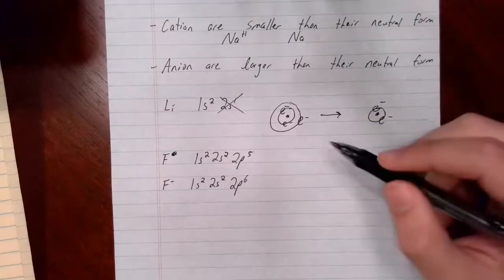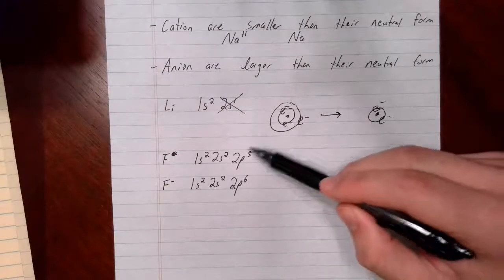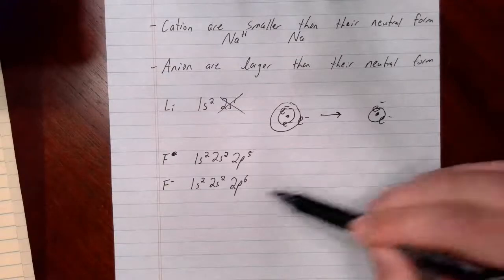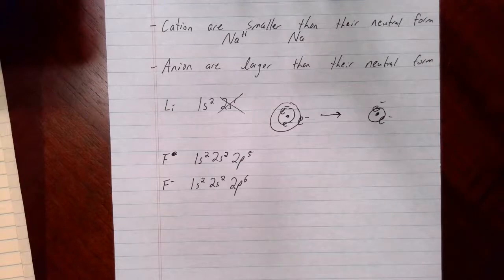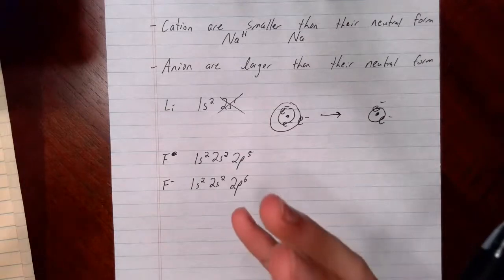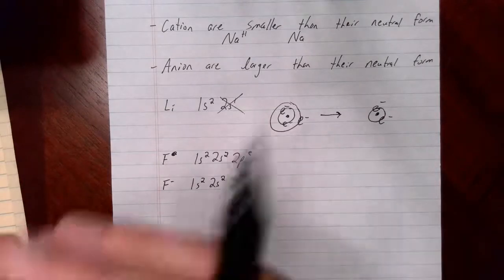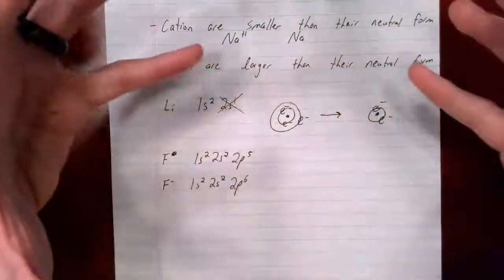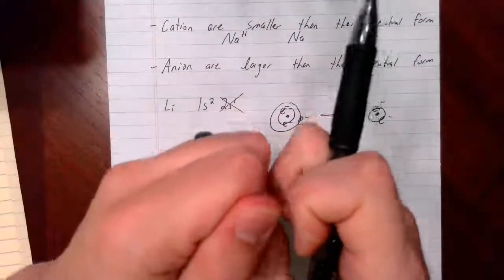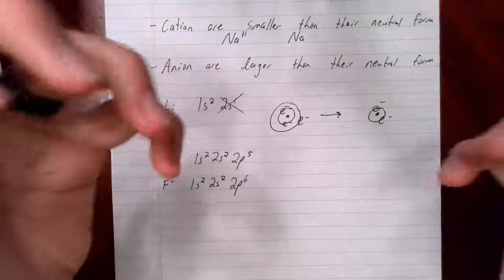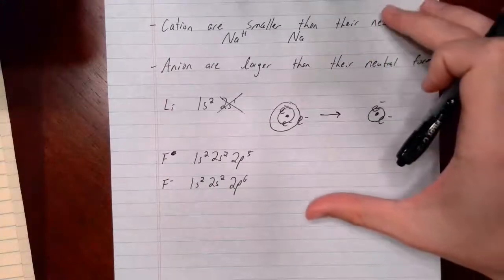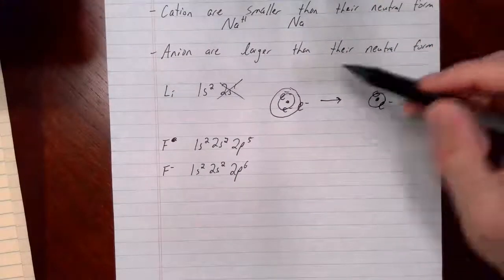What do you think takes up more space? 6 electrons or 5 electrons? Yeah, 6 electrons, because electrons have a negative charge and they repel each other. So the more electrons you pack in a sublevel, the more that sublevel expands, because you can't pack a bunch of electrons really tightly together because the negative charges repel each other. Okay, so those are the explanations, and you should be able to explain that.